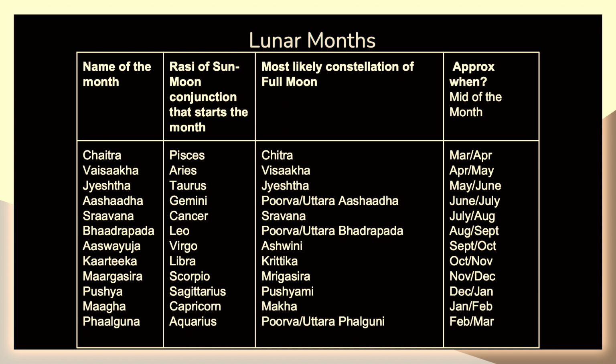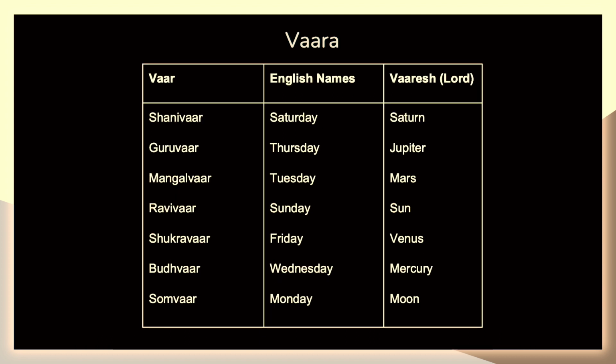Then the next limb is Vara. Vara, as we know, is also called day in English. Each day is ruled by a particular planet, and we use Vara for many different things in the interpretation of astrology or of a horoscope. Each Vara has its own significance. I have listed the Varas according to the planets, from the one farthest from the earth in descending order.